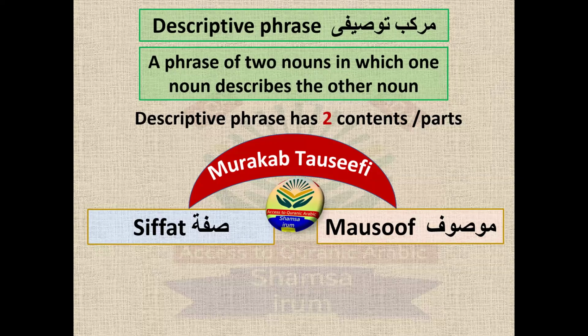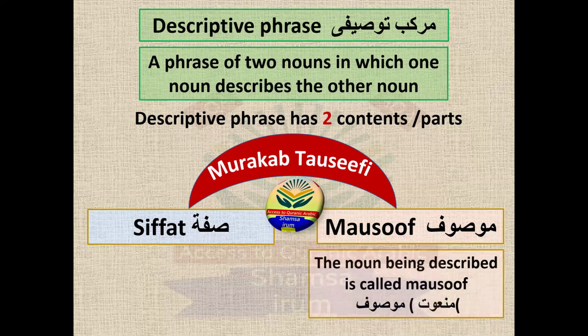What is Mausuf? The noun being described is called Mausuf. You can also say the word man'ud, because in some grammar books they say man'ud instead of Mausuf. But I will use Mausuf. It's easy for me. It's totally up to you what name you want to use, okay?